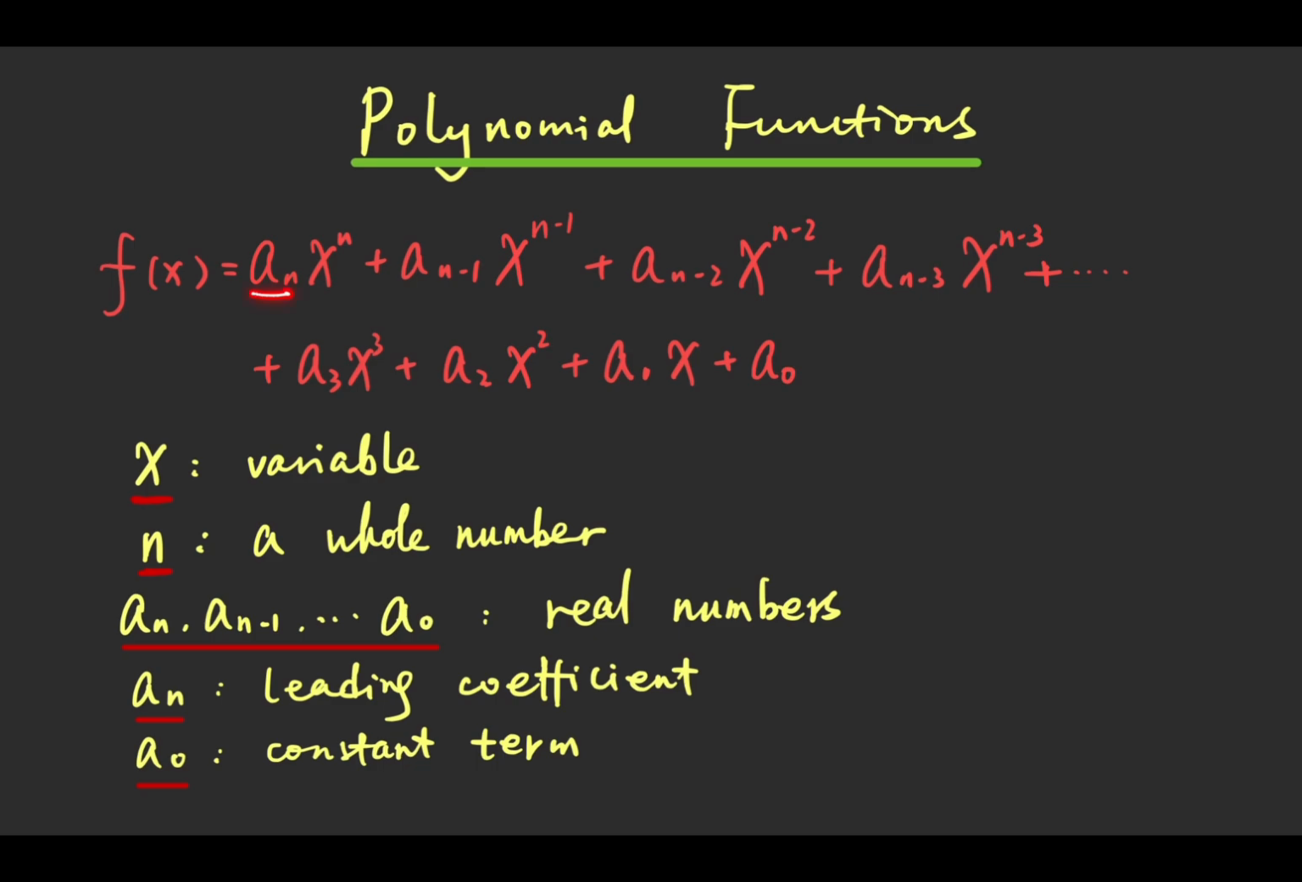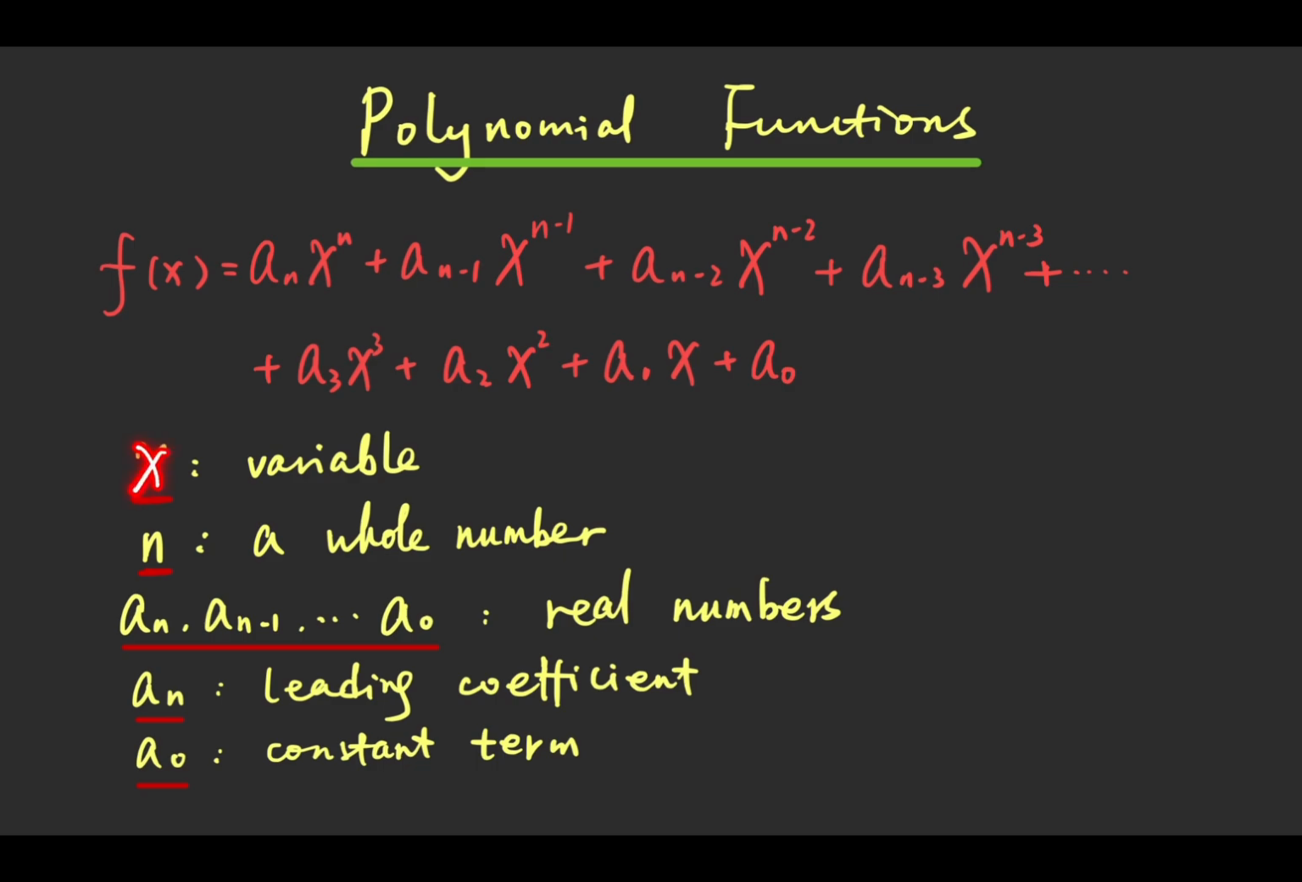Here, a_(n-1), a_(n-2), and so on until a_1, a_0, are the coefficients of the powers, right? Here, a_0 is the coefficient of the power where the exponent equals 0. Here, x raised to 0 will be 1. So this a_0 times x raised to 0 can be simplified as a_0. If a function follows this form, it is a polynomial function.